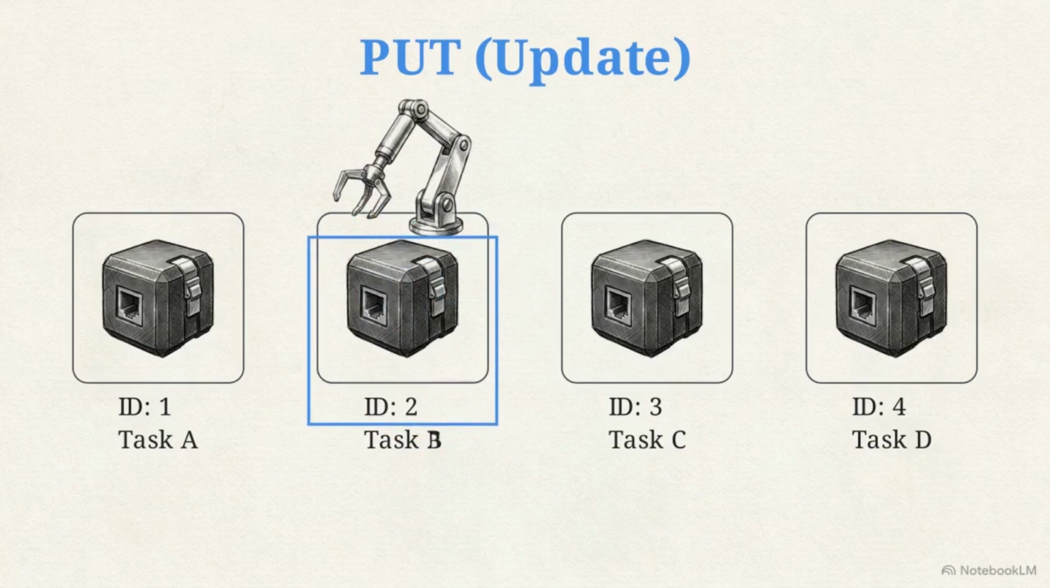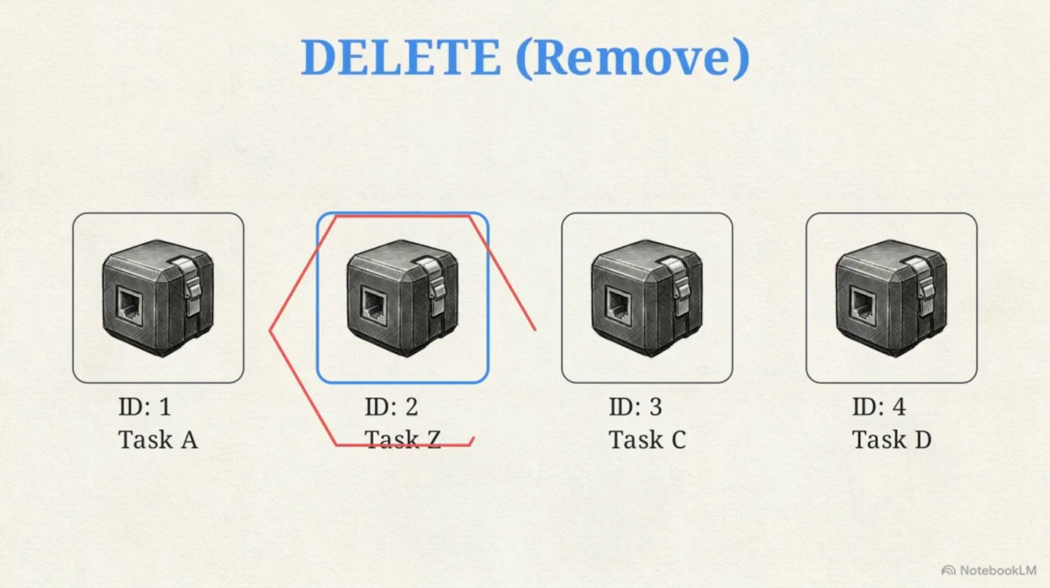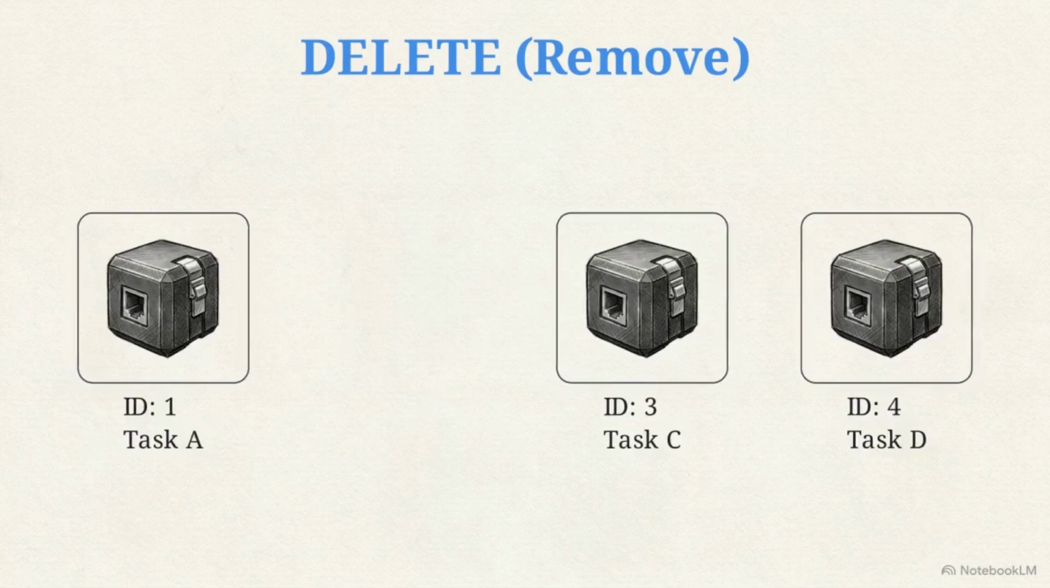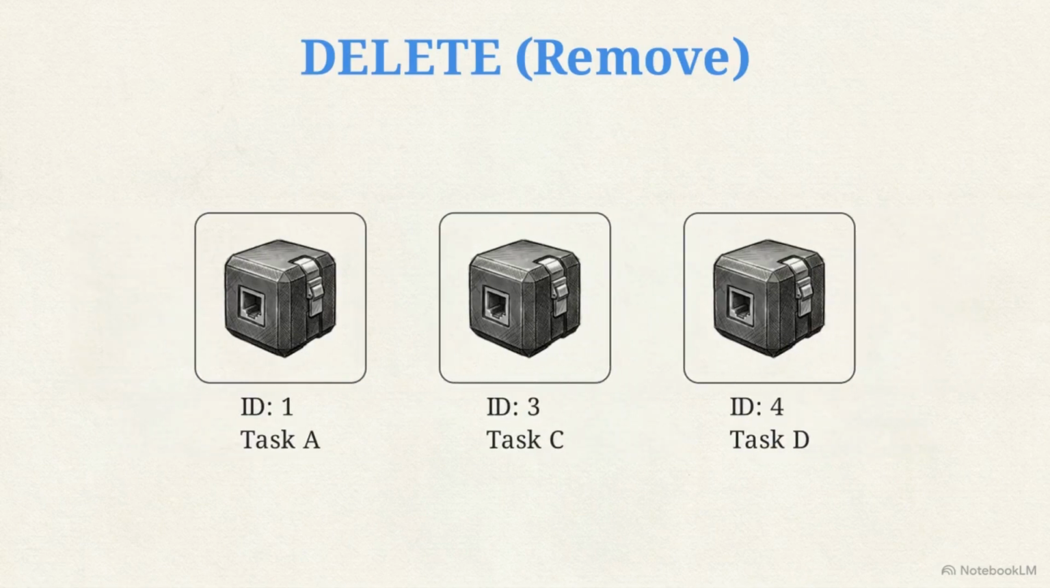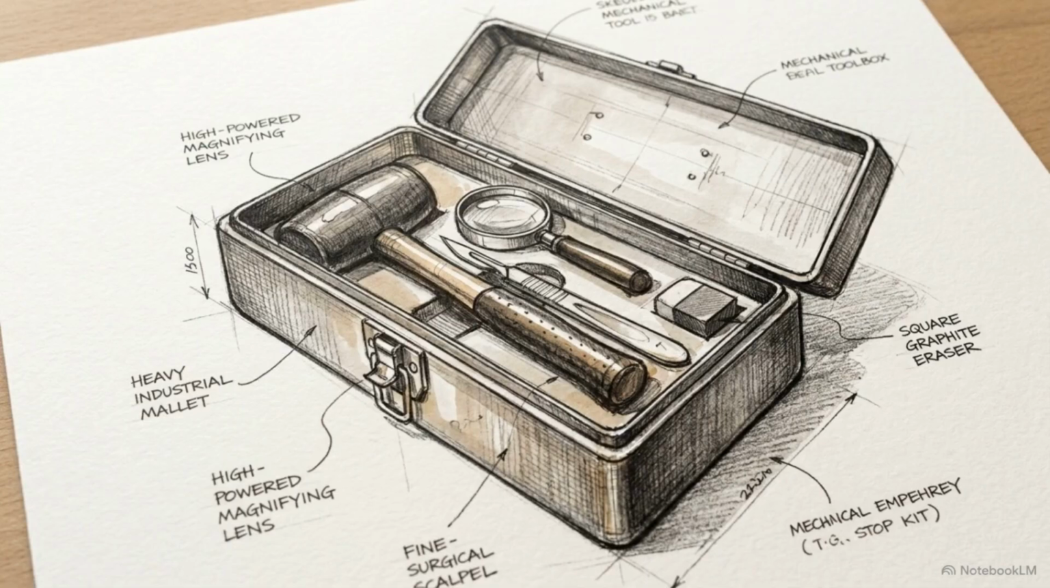It uses a specific ID in the URL to find a record and overwrite its existing data with new information. Finally, the DELETE method uses that same ID to target and remove a record from the storage entirely. These 4 methods map directly to the create, read, update, and delete paradigms used across almost all software development. Mastering these 4 operations gives you the complete toolkit for managing data lifecycle on the web.